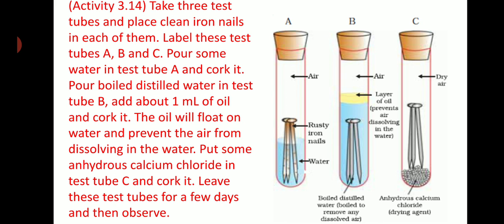Leave these test tubes for a few days and then observe. So what happens after a few days? The iron nail in test tube A changes to brown in color, and the iron nails in test tubes B and C remain the same. Why? Because in A, along with water, air is also present inside the test tube. The reaction takes place and the iron nail turns into iron oxide, and due to this the color changes to brown. Whereas in test tube B the oil prevents the reaction of air with distilled water, and in test tube C the anhydrous calcium chloride is a drying agent. It dries the air.